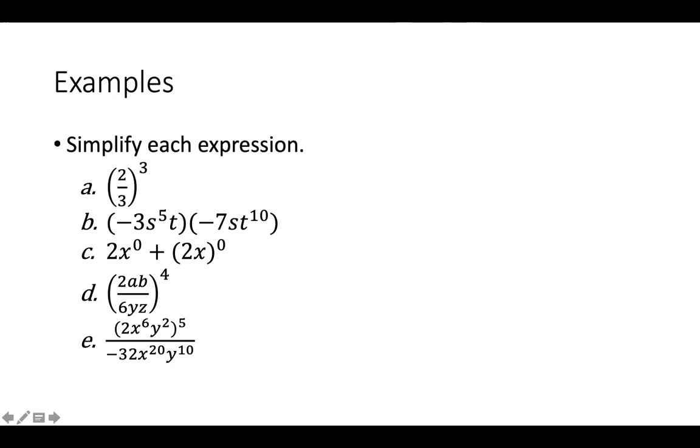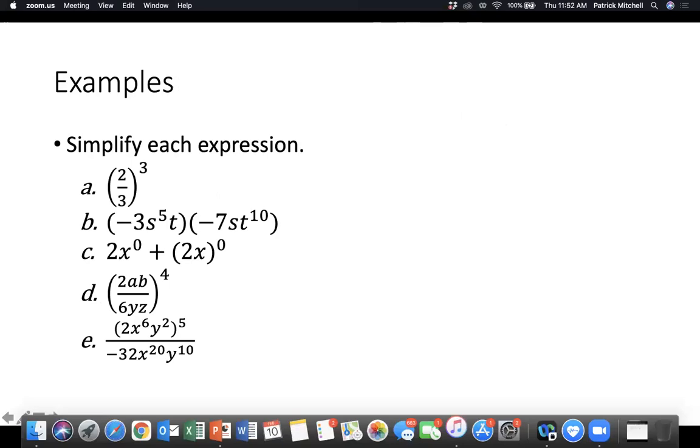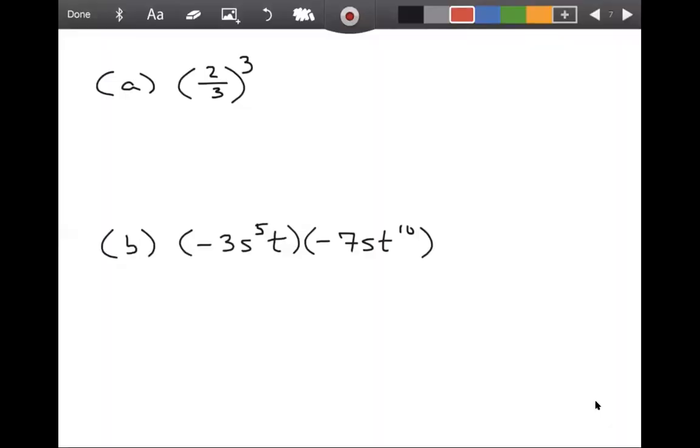So I'm going to switch over to the tablet one last time. And we'll start with the third power of 2/3. So according to our new quotient to a power rule, this should just be 2 to the third over 3 to the third. 2 to the third is 8. 3 to the third is 27. That's it. The third power of 2/3 is 8/27.